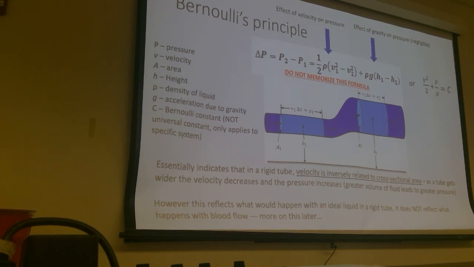This would say that if I went from my big artery to a smaller artery, what should happen to the velocity? It should increase. That doesn't happen in the cardiovascular system. About the only time you see Bernoulli's principle in action in the cardiovascular system is when you have an irregularity in a blood vessel. Say you have an atherosclerotic plaque or a thrombus.